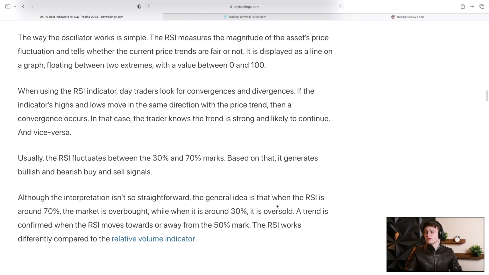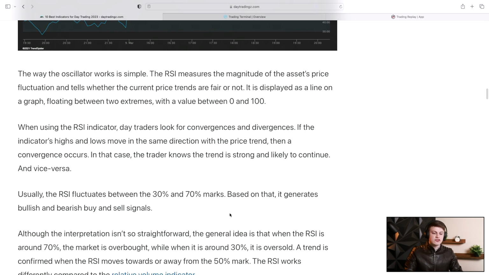And when it is around 30%, it is oversold. A trend is confirmed when the RSI moves towards or away from the 50% mark. The RSI works differently compared to the relative volume indicator, which is another indicator. And that's all we have.